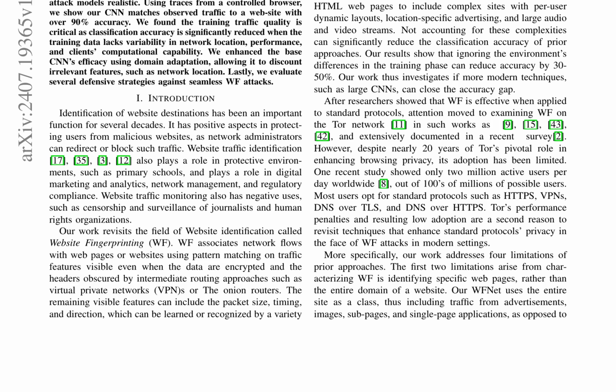Lastly, the paper evaluates several defensive strategies against seamless WF attacks, emphasizing the need for more realistic and comprehensive WF attacks and defenses. The study notes that most users opt for standard protocols like HTTPS, VPNs, DNS over TLS, and DNS over HTTPS instead of privacy-enhancing technologies like Tor due to performance issues and low adoption rates. This highlights the importance of developing more effective and user-friendly privacy-enhancing technologies to mitigate WF attacks.